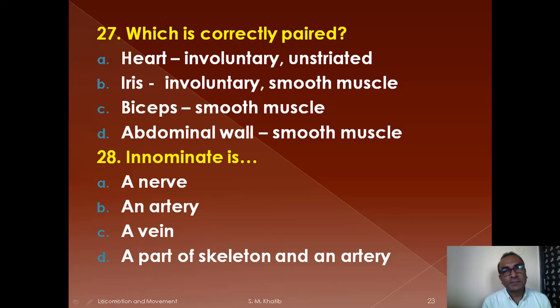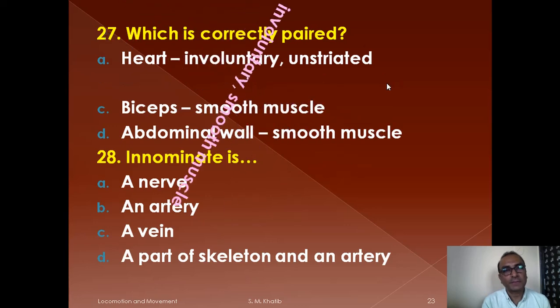Heart muscles are striated. They are not unstriated, so that's wrong. Iris, involuntary and smooth muscle. Yes, iris contains the smooth muscles and is involuntary in action. So B is the right answer. Biceps are not smooth muscles, they are striated muscles. Abdominal wall also has got striated muscles. Okay, so B is the right answer.